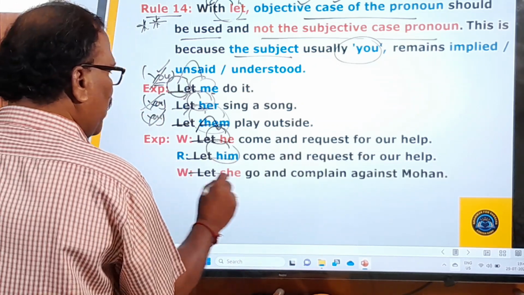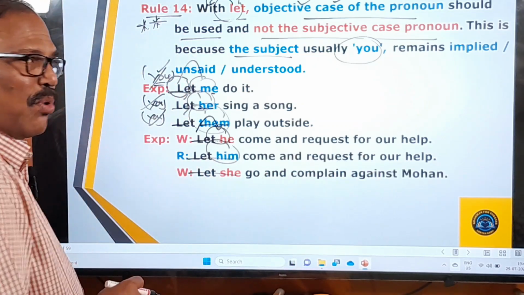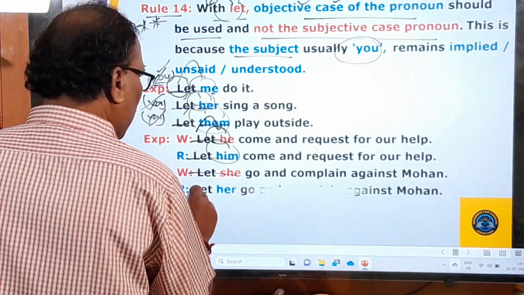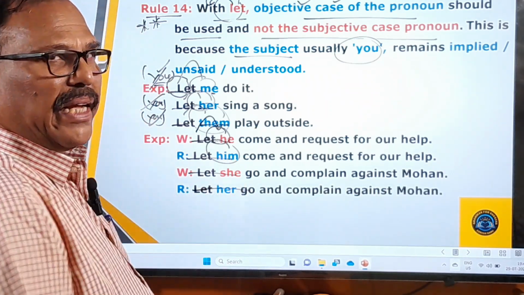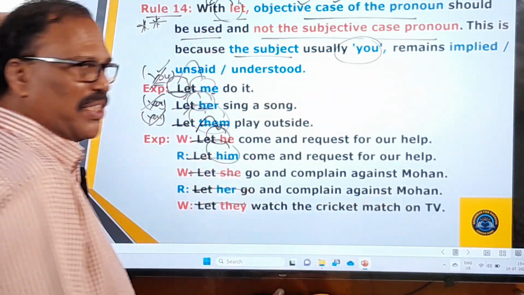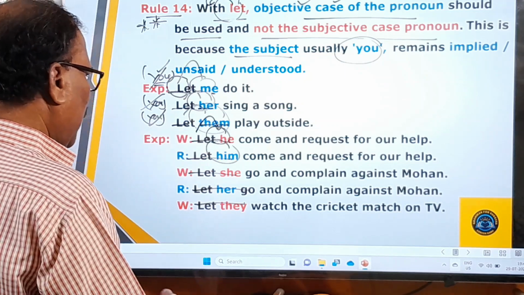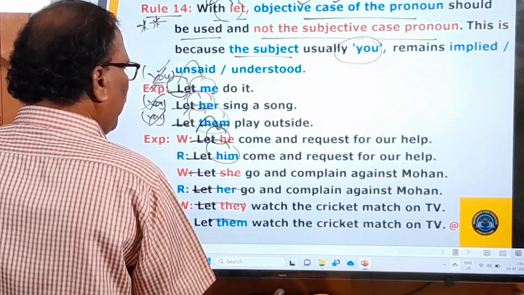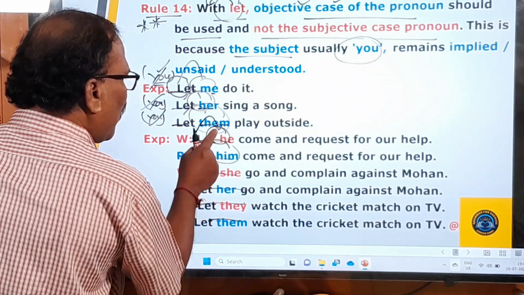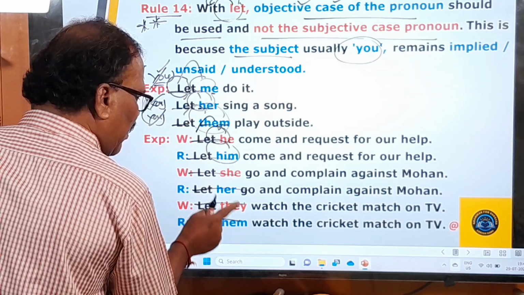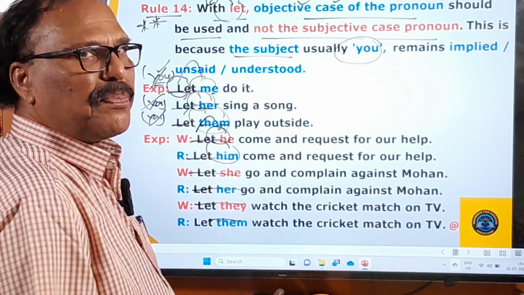And one more, let she go and complain against Mohan. You cannot say let she go, but let her go and complain against Mohan. Okay, very interesting. Let they watch the cricket match on TV. Okay, it's yet another beautiful sentence. Here, let them, because he, she, they are all subjective case pronouns or nominative case pronouns, and him, her, them are objective case pronouns.